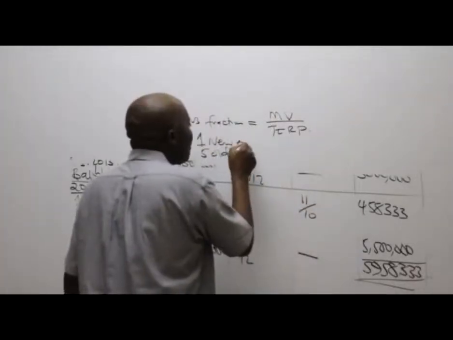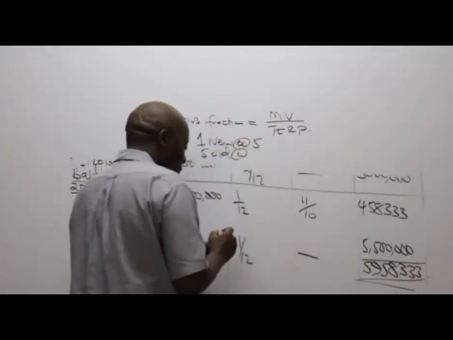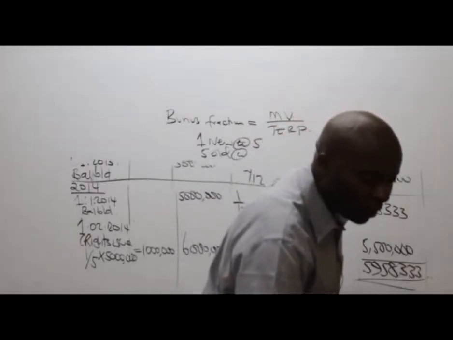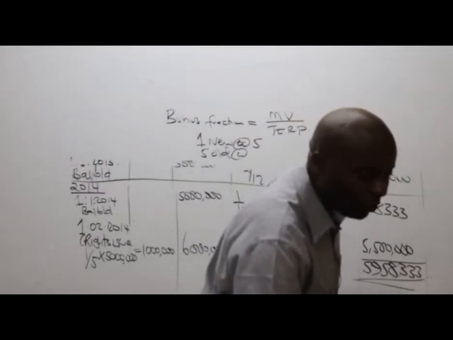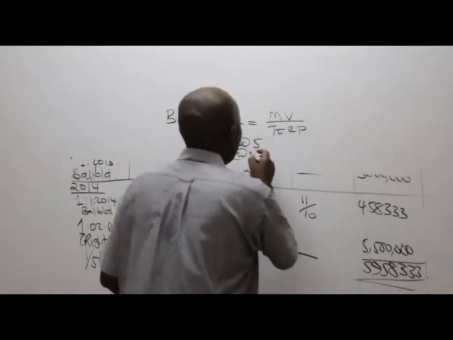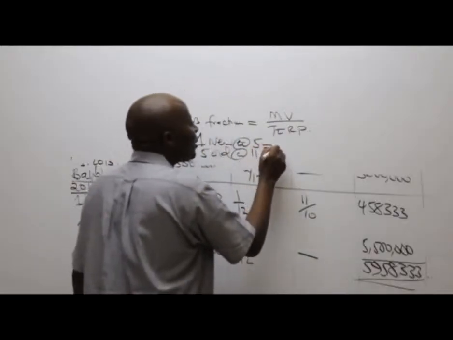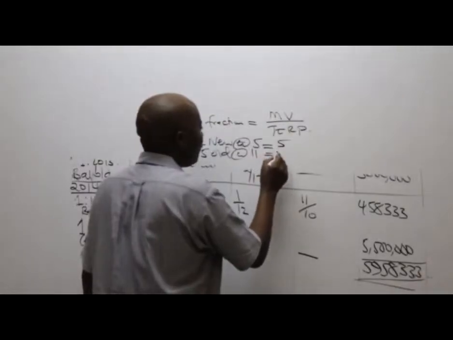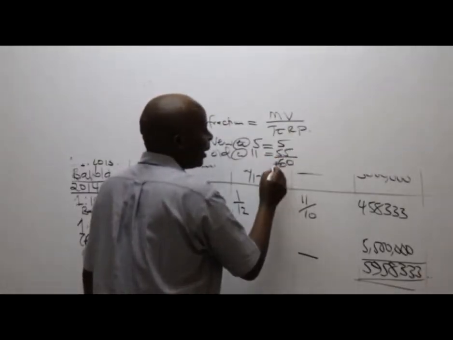So this 1 new is at 5, and then the 5 old shares, each one of them was going for 11 bob. The fair value of 1 ordinary share immediately before exercise of the rights on 1st March 2014 was 11. So times 11 like that. And this is what students came and gave me, a figure of 5 there, and a figure of 55 here. So it gave us 60.